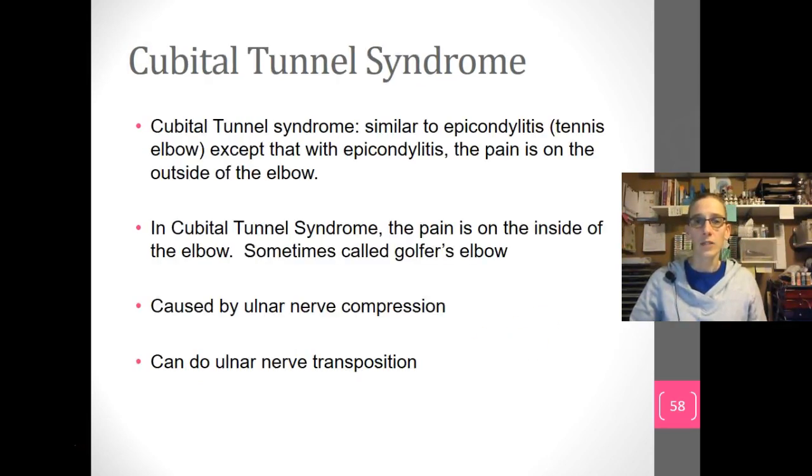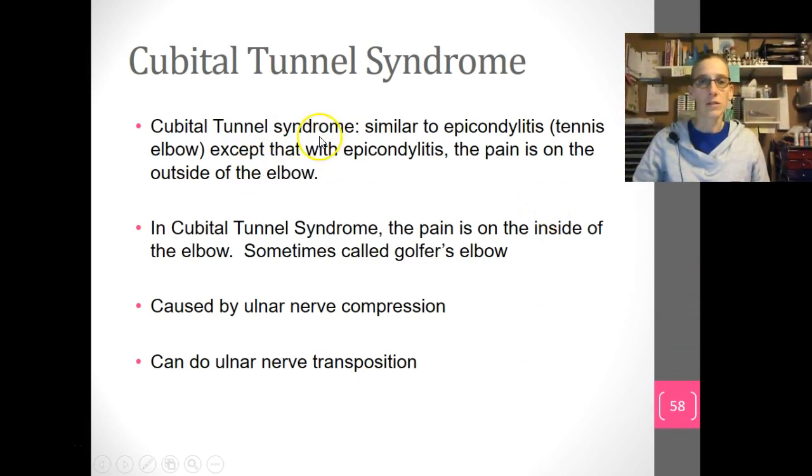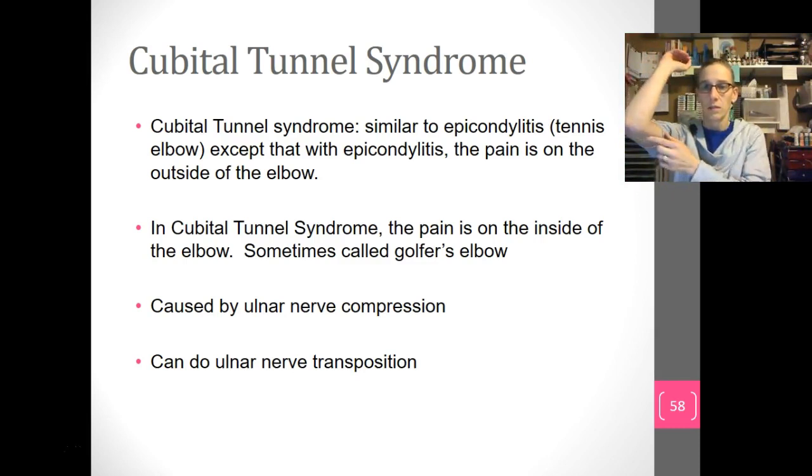All right, then we've got cubital tunnel syndrome. Cubital tunnel syndrome is similar to epicondylitis, to tennis elbow, except that with epicondylitis, the pain is on the outside of the elbow, like I was telling you. In cubital tunnel syndrome, the pain is on the inside of the elbow. So that would be here where I've got my incision right here. That's where the pain is, right through that little corridor on the inside of your elbow. And this is actually sometimes called golfer's elbow. It's caused by ulnar nerve compression.